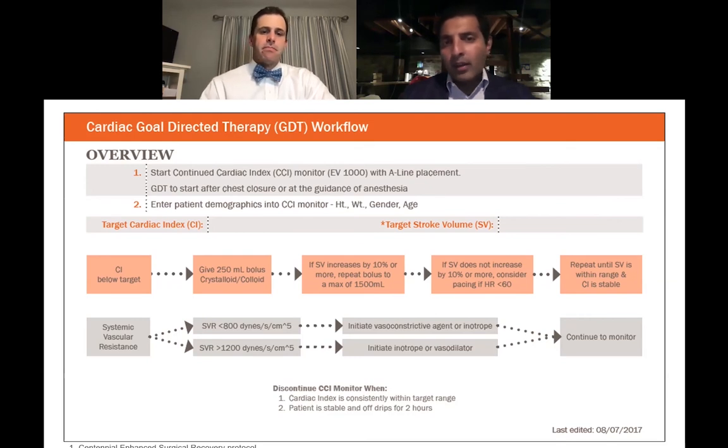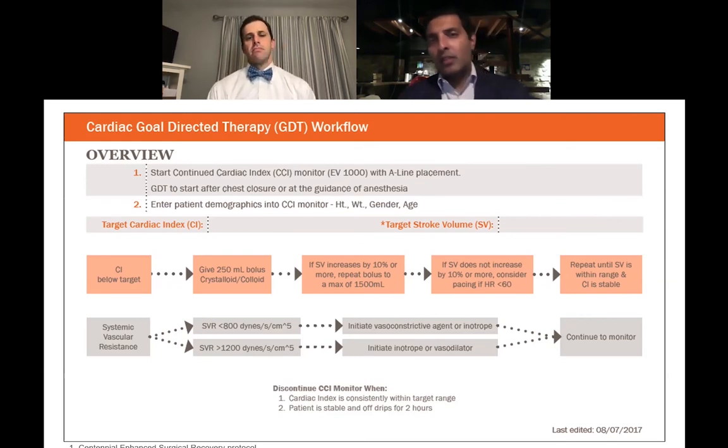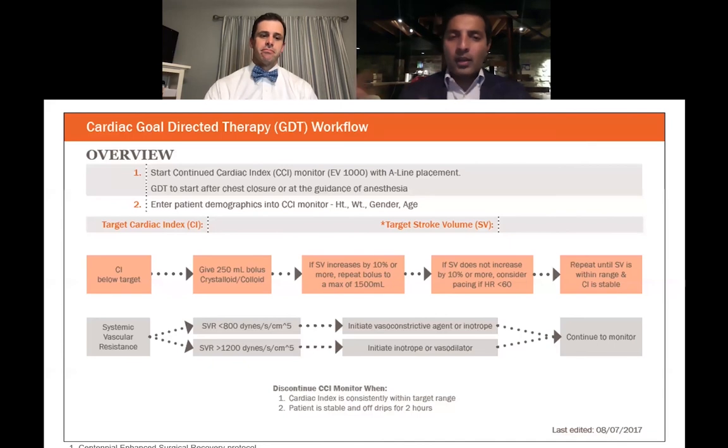And then we look at stroke volume variation. If there's 10% or more, we can repeat those boluses. If it's really not, you might consider pacing or other modalities, and then if you still don't see the result, looking towards other modalities like inotropic agents or vasoconstrictors. So that's really how we do things. We discontinue the monitoring once you have a very consistent, stable cardiac index, the patient is ambulating and has basically come off drips, basically a patient that's ready to move to telemetry.